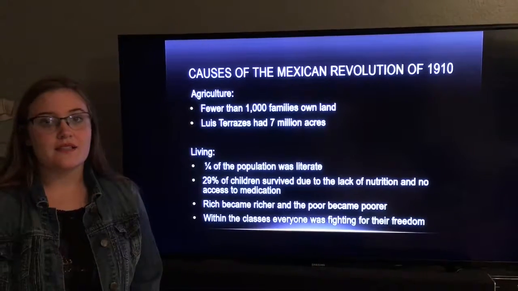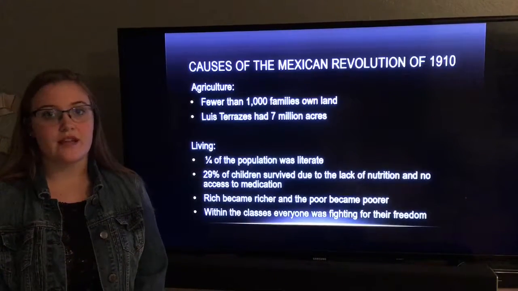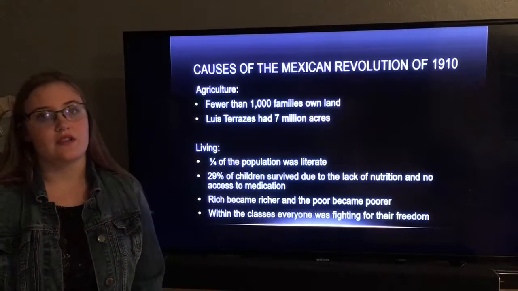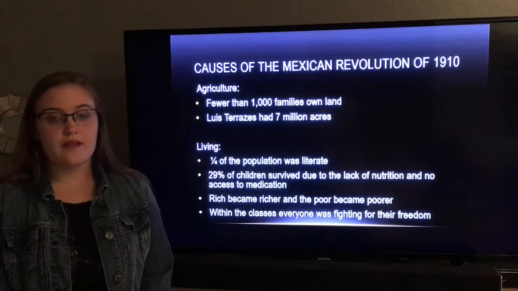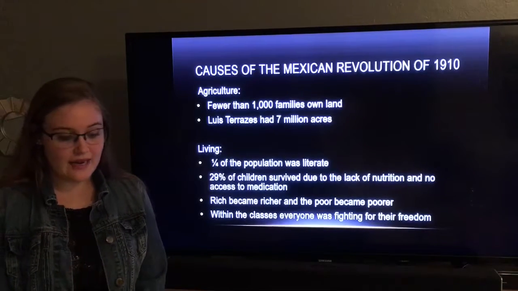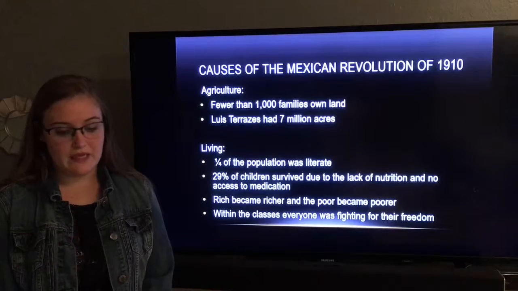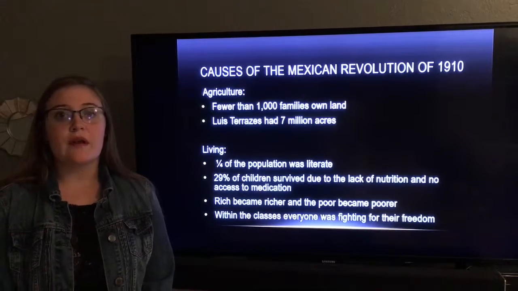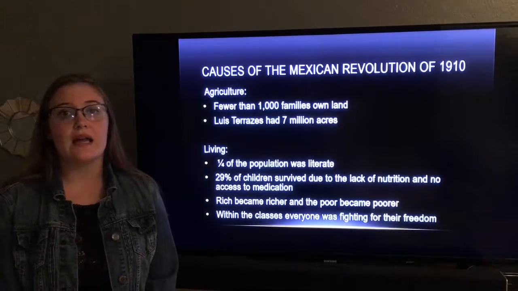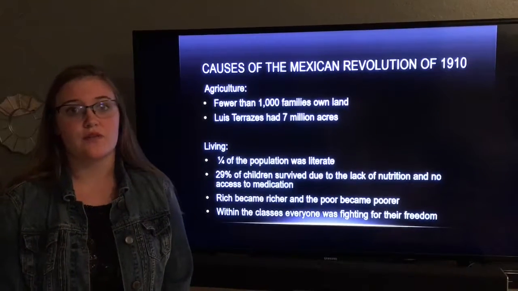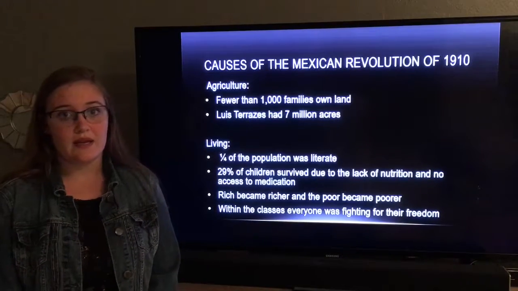The two main causes of the Mexican Revolution of 1910 were agriculture and living conditions. Fewer than 1,000 families owned land, and a man named Luis Terrazas had 7 million acres. This was hard for the average person because he was not able to own his own business and had to work for another family in order to make money.